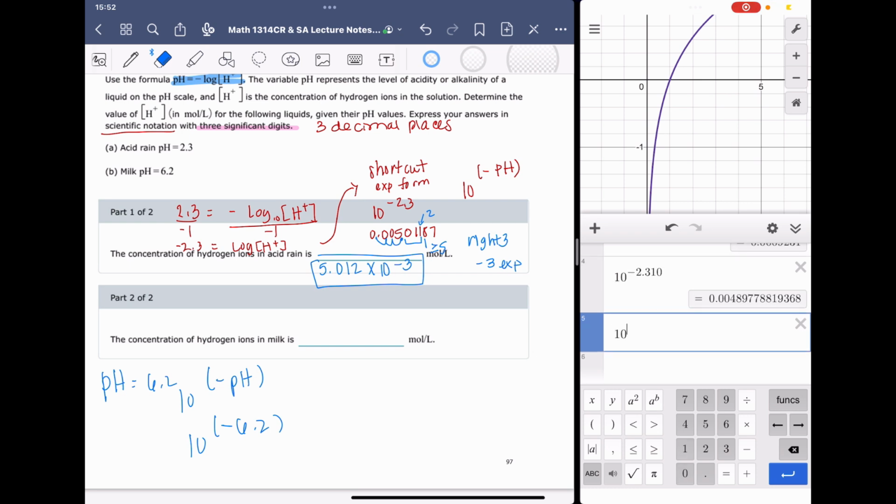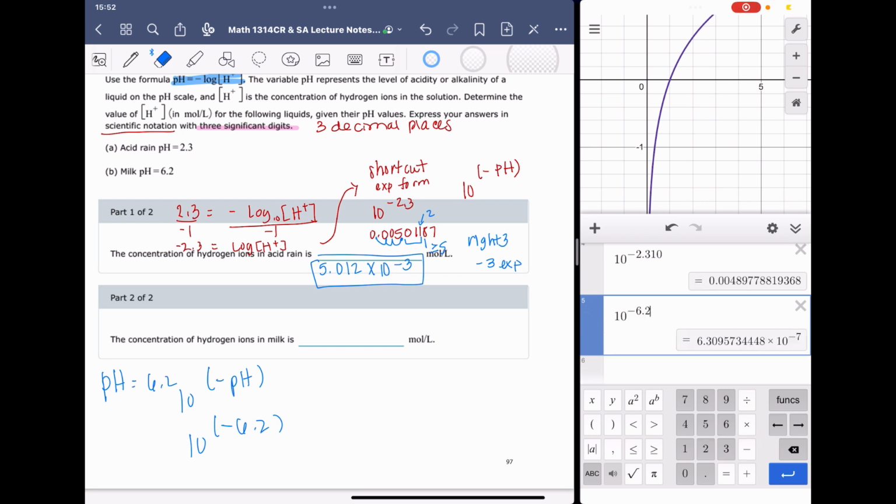And then using the calculator, negative 6.2. It already gave it to us in scientific notation, but you need 3 decimal places. So 6.310 times 10 to the negative 7. Rounding this part of the decimal does not change it, so this stays the same.